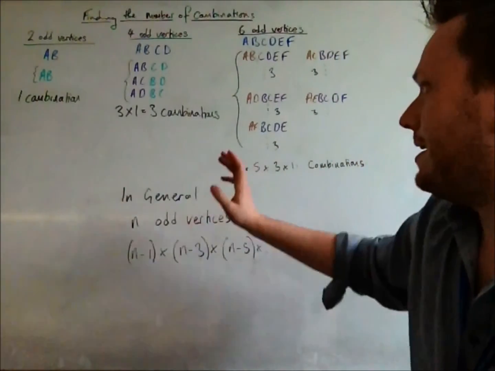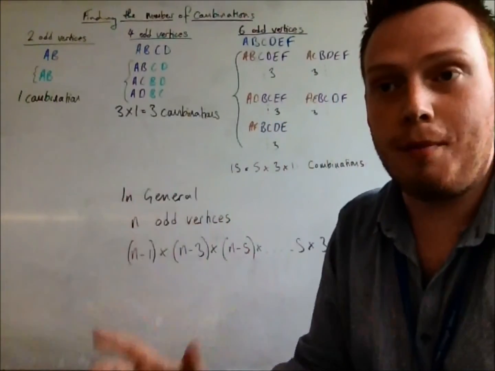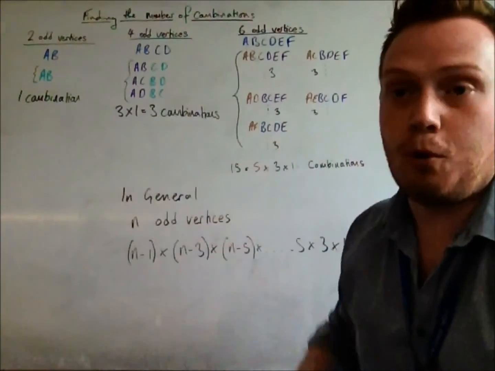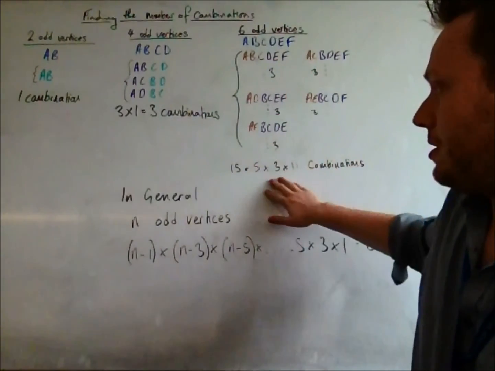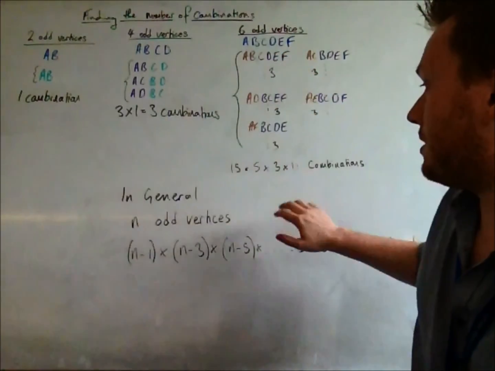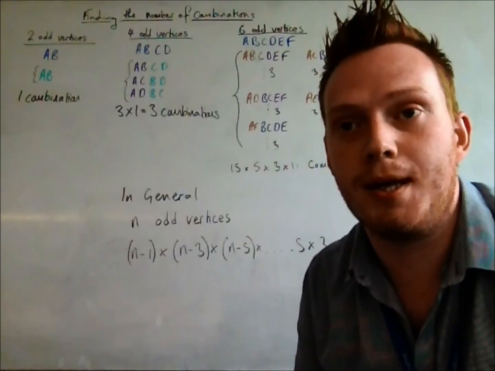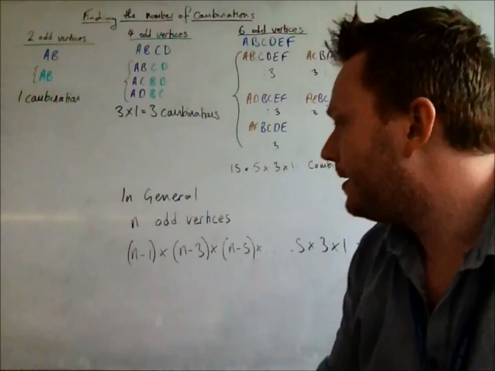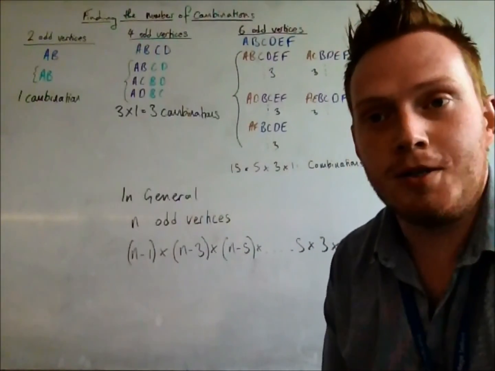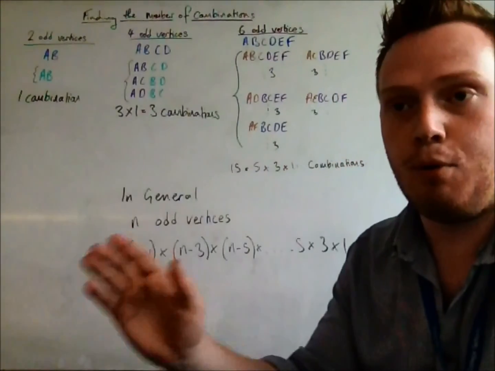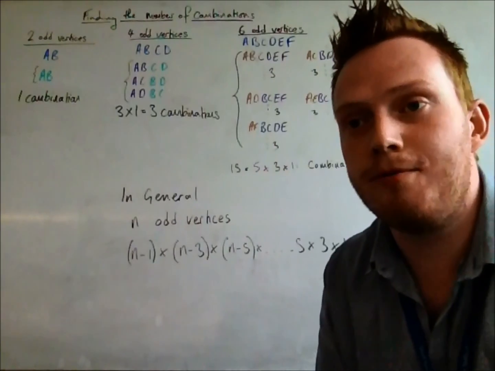Now, like I said, in your actual exam, you're either going to have 2 odd vertices, in which case there's 1 combination to check, or usually 4. Any more than 4 is going to get time consuming. For 6 odd vertices, you'll have 15 combinations to check, which takes a lot of time, which is why they don't give it to you in an exam. But it might ask you how many combinations there are, and that's just a quick way of doing it. Multiply all the odd numbers below how many odd vertices you have.